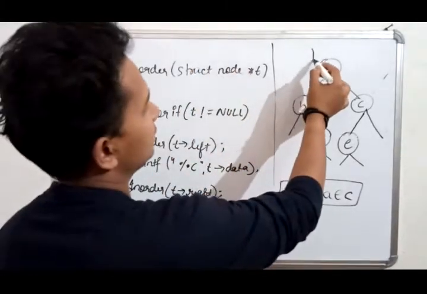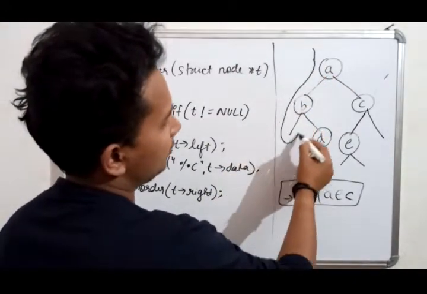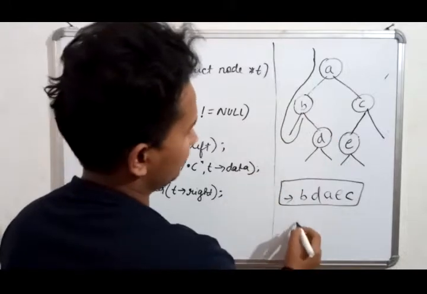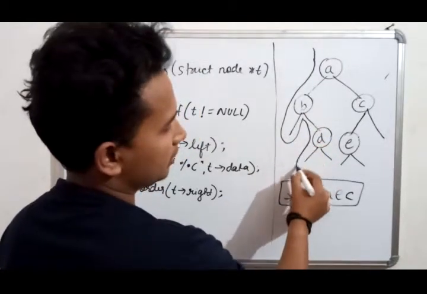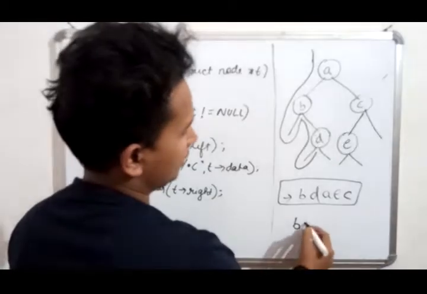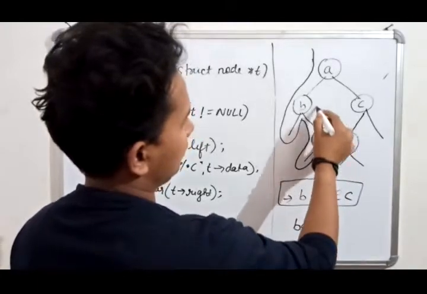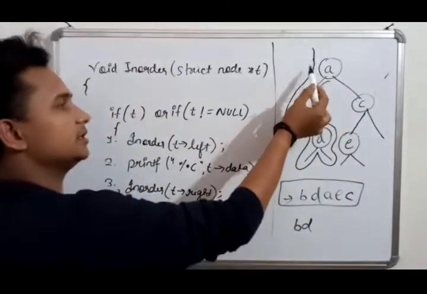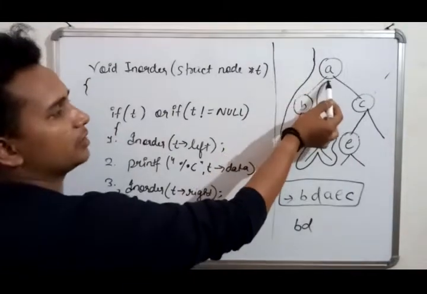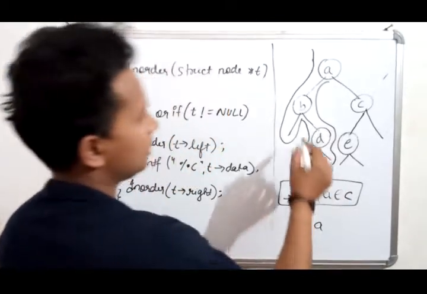So reaching A for the first time, don't do anything. B for the first time, B for the second time, so print B. Now reaching D for the first time, now D for the second time, so print D. Now reaching A for the second time, because the first time I visited A here, and now we are visiting A here, this is the second time, so let's print A.